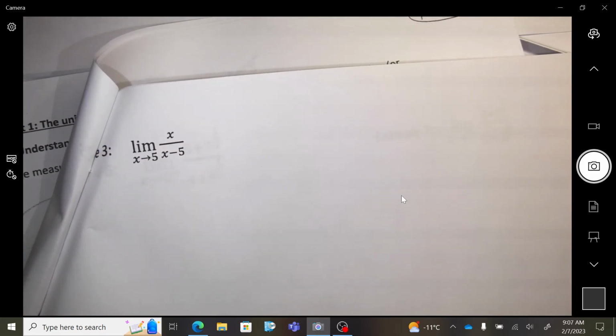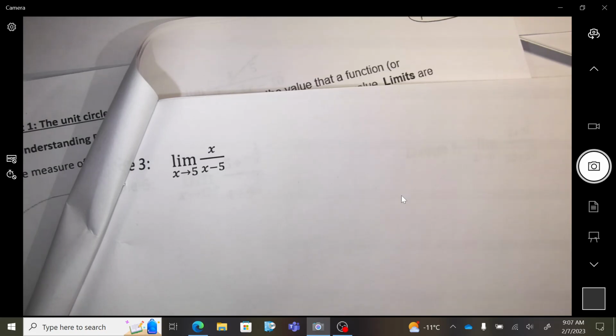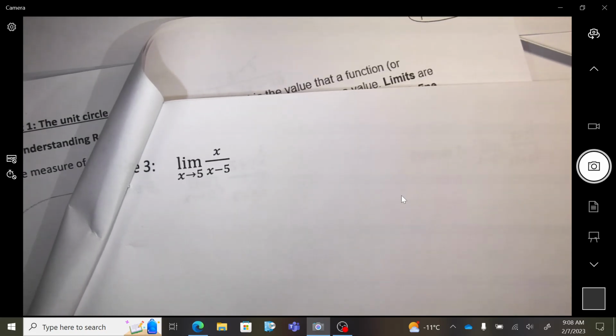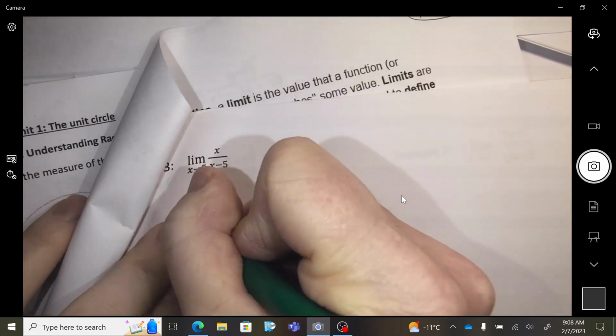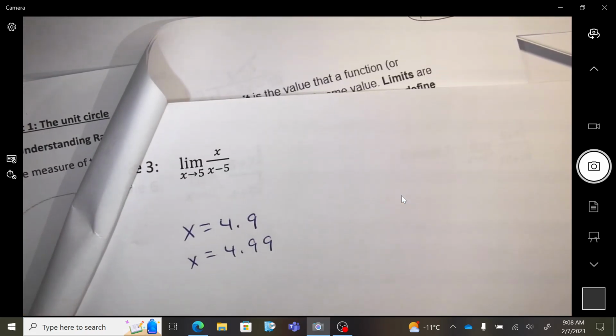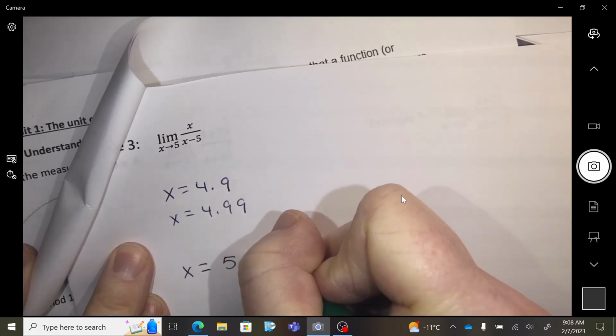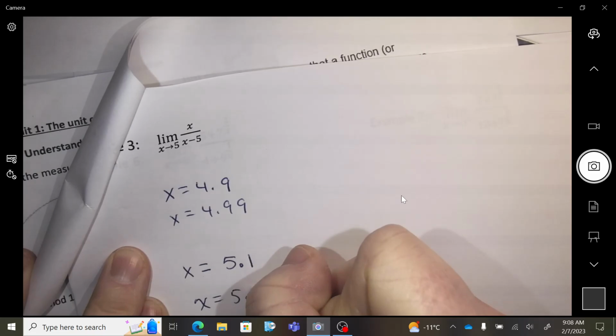Okay, methods. By the way, you're probably not going to get too many straight plug-ins because that's just too easy. So this one, I can't straight plug in because I have a divide by 0. There's no algebra you can do. I don't see any factoring, foiling, nothing. Should we do a plug-in? Plug in something close to 5? Okay, I'm going to be picking 4.9 and then 4.99, getting closer to 5. But I also better do that on the other side. So 5.1, 5.01.